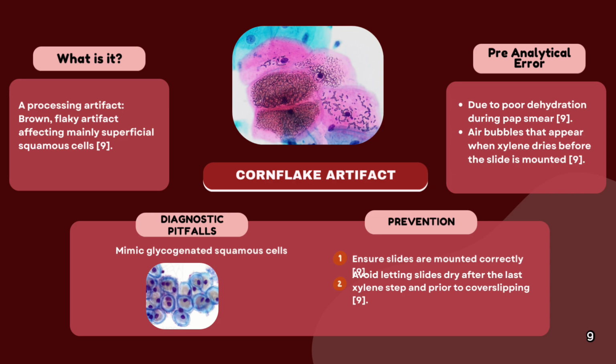A major diagnostic pitfall is that the conflict artifact can mimic glycogenated squamous cells because both can have pale cytoplasm, but the difference is that glycogenated cells appear to have smooth, well-preserved cytoplasm with a shiny rim due to glycogen, while cells affected by the conflict artifact show wrinkled and cracked cytoplasm. To prevent this artifact, it is important to ensure that slides are properly dehydrated and correctly mounted, which also helps prevent the formation of air bubbles during slide preparation.